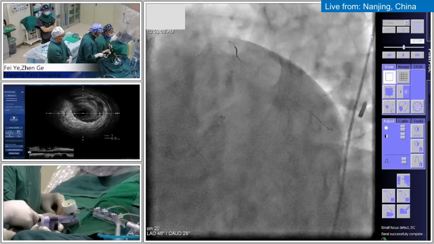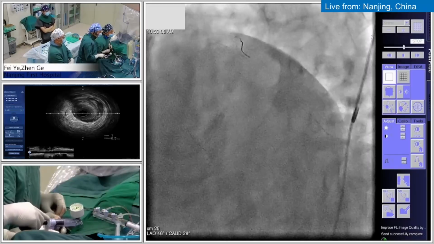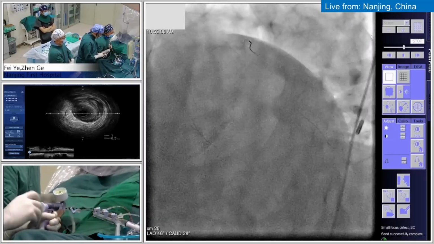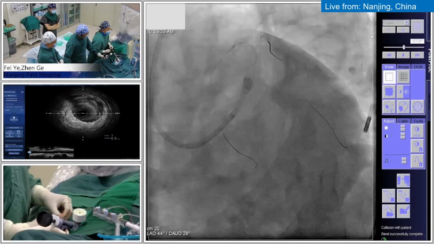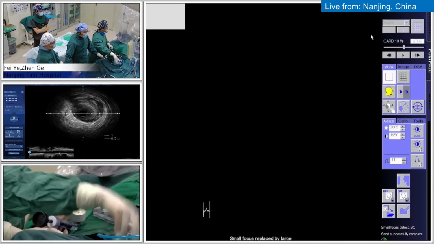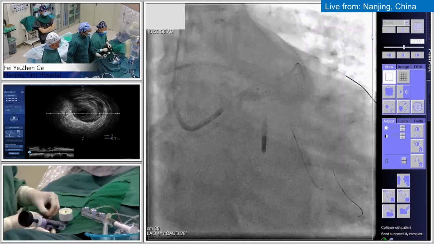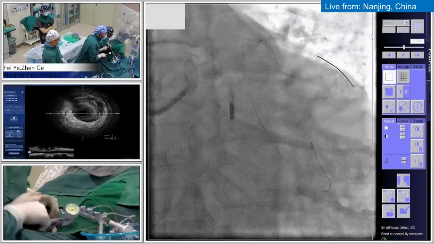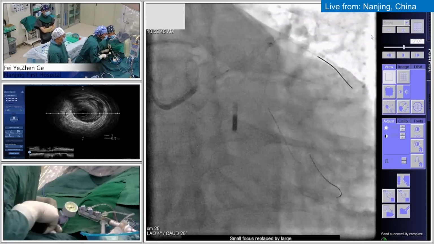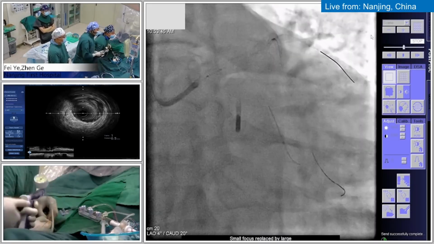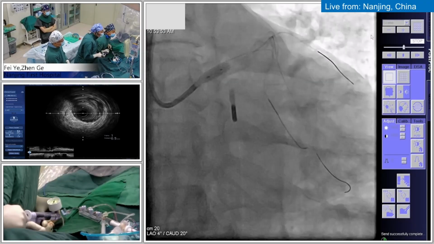What's the pressure? It's 10. 10. 12. Go. Deflation. Okay, 12. 14. 14.